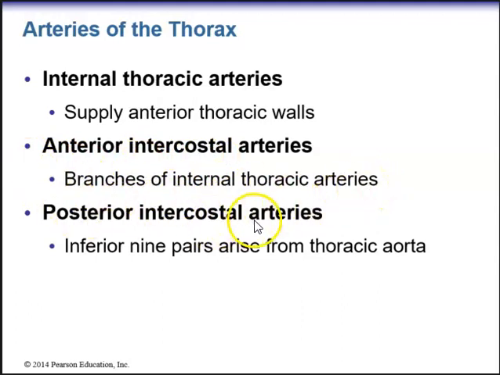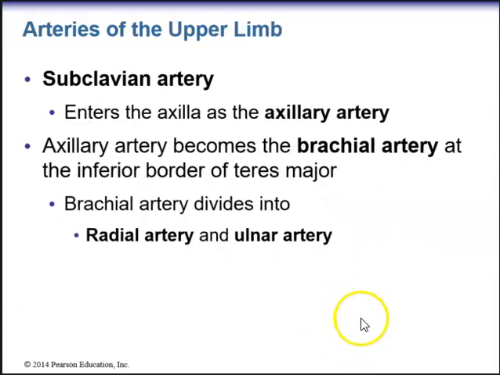And we have posterior intercostal arteries, giving blood supply to the inferior 9 pairs. I'm sorry, not giving blood supply, but the inferior 9 pairs will arise from the thoracic aorta. So moving on to the arteries of the upper limb.